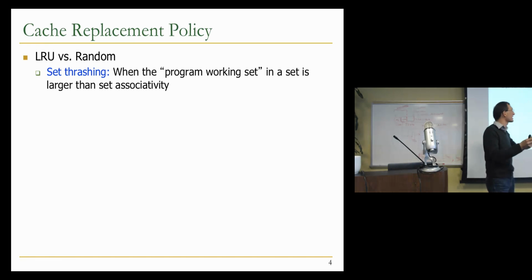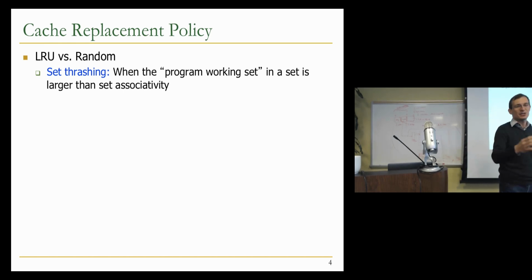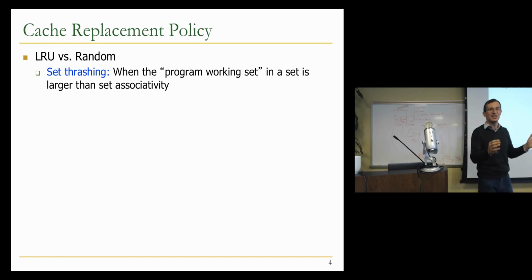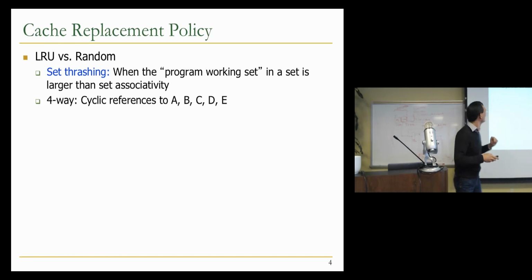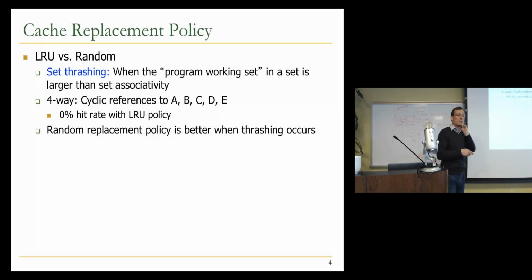What is working set? Working set is the amount of data, if you will, that you're accessing in a certain amount of time. In this case, A, B, C, D, E are accessed in sequence within some time, and your set cannot accommodate all of A, B, C, D, E. You're thrashing that set. So if this is happening, well, I guess I have the example over here. If this is happening with the LRU policy, you get 0% hit rate.